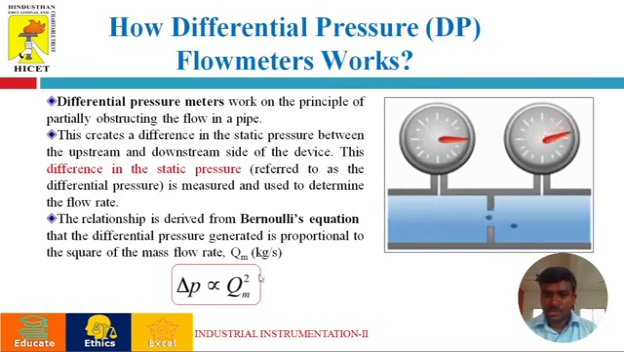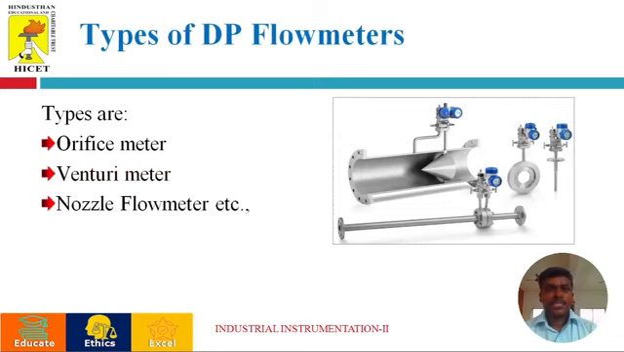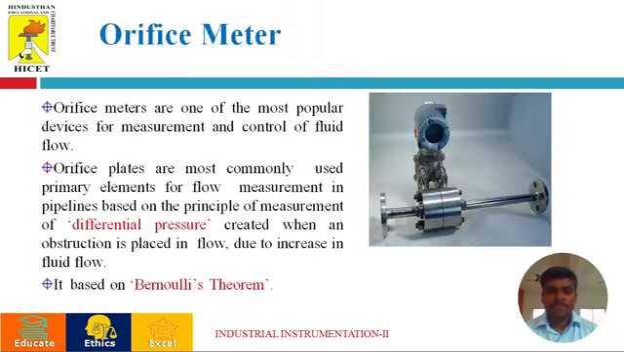It consists of an artificial constriction, and the static pressure between upstream and downstream of this constriction is used to determine the flow rate. By Bernoulli's equation, the differential pressure is directly proportional to the square of the mass flow rate. That is, del P is directly proportional to QM square. In order to remove the square, we use the square root extractor so that we can get the flow rate directly. And these are the types of differential pressure flow meters: orifice meter, Venturi as well as nozzle.